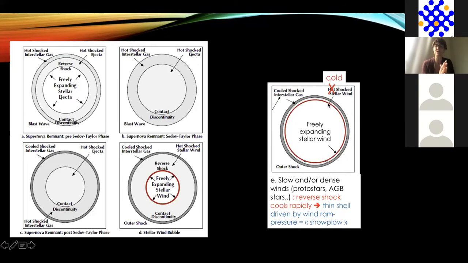They compress a lot because the temperature is low. So to maintain pressure, they have to have a very high density. And so you have a very thin shell. And in that case, the shock is driven outwards, not at all by thermal pressure, but just by the ram pressure of the wind. And this is what is called, you may see this in papers, the snowplow phase. It took me a long time to understand what that meant. So I'm happy to share that understanding with you.